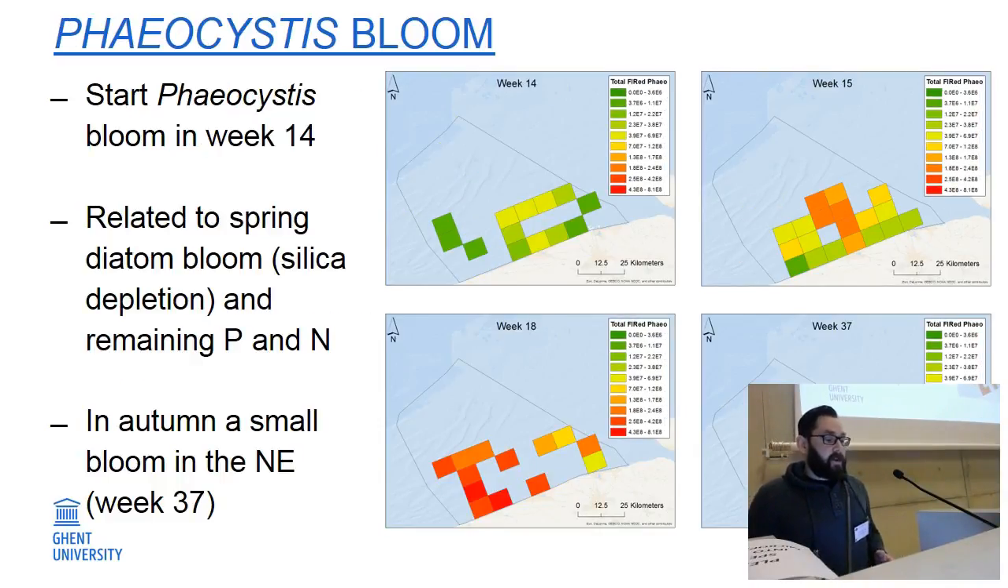And after the spring diatom bloom, when all bioavailable silica is taken up, Phaeocystis starts blooming. And you see that the onset is in week 14, and that it reached its highest density in week 18. And what was also nice that our data showed was a small peak of Phaeocystis in the northeast in the autumn in week 37. So that's visible here.